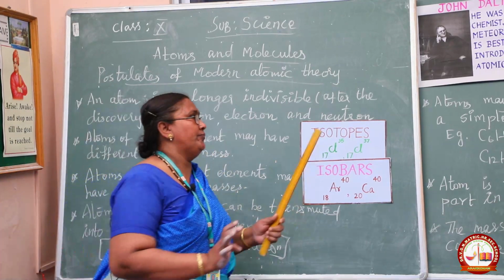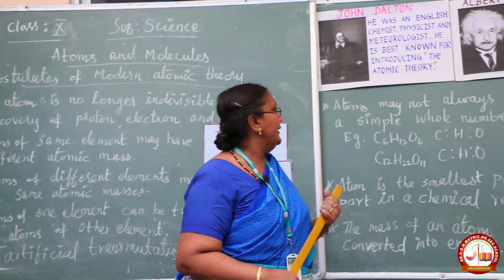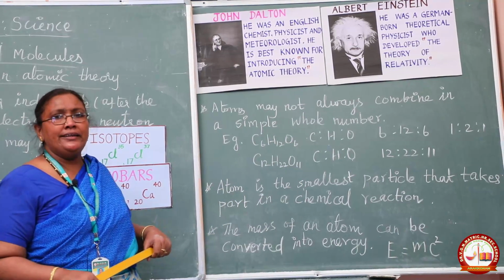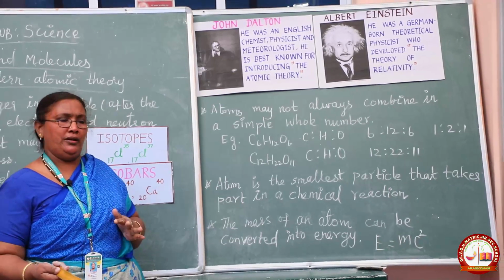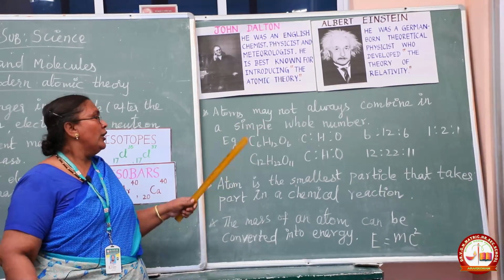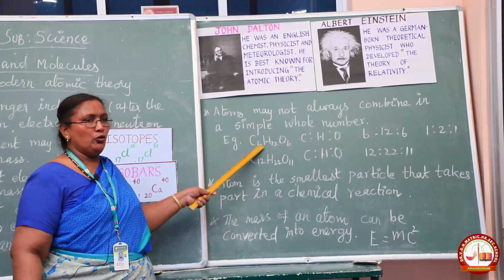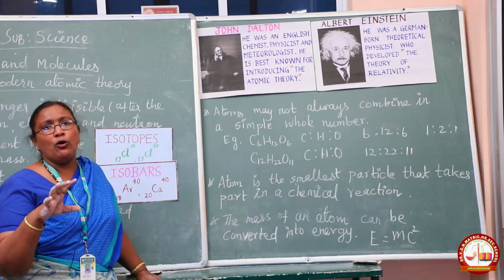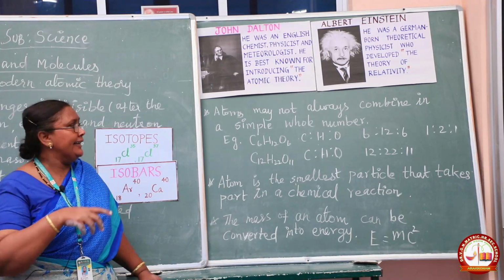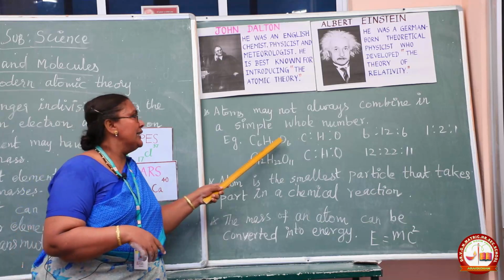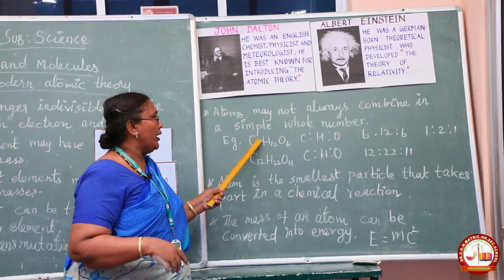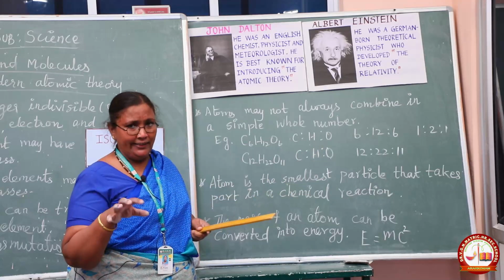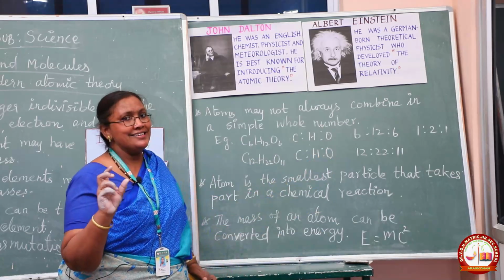Then move on to the fifth point. What does it mean? Atoms may not always combine in a simple whole number ratio. They may combine in a simple whole number ratio or may not. That is the understanding from this point. Two examples are given. One is glucose. The molecular formula for glucose is C6H12O6. What is the ratio of carbon, hydrogen, oxygen in glucose? 6 carbon, 12 hydrogen, 6 oxygen. So the ratio is 6:12:6. It is simplified by dividing by 6, and we get 1:2:1. That is a simple ratio.